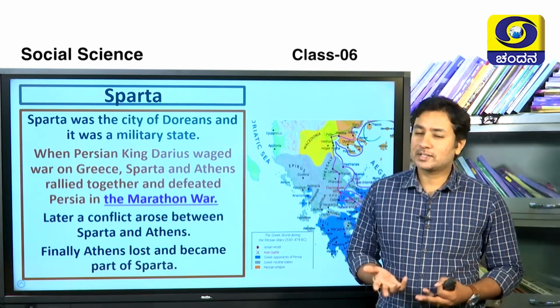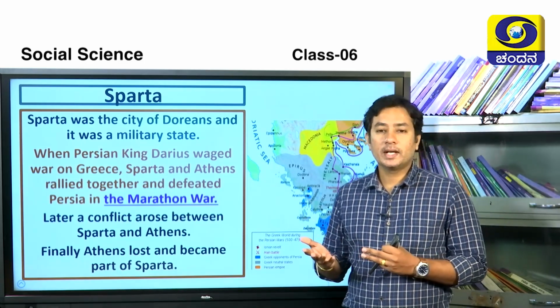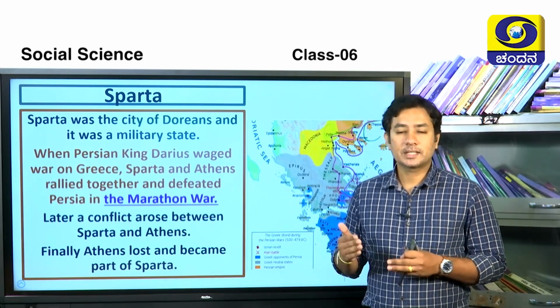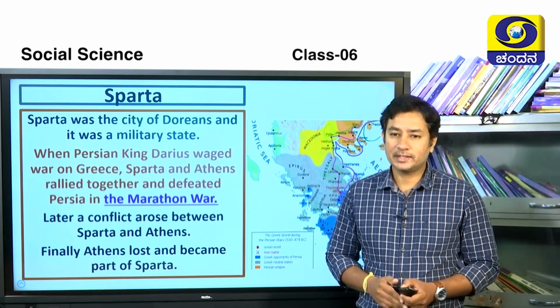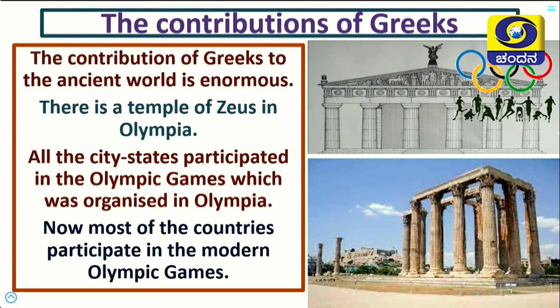So between the brothers only a conflict arose. In that, Sparta won and they made Athens a subordinate state. This is very common in history, is it not? Can you see the Spartan warrior here? He was just looking like this during olden time. The contributions of the Greeks are enormous in history.